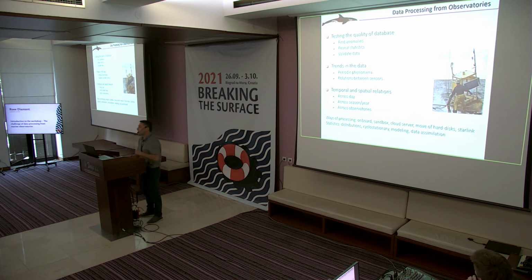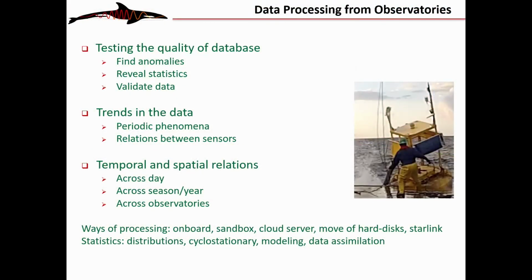Okay, so what do we do with the data once we collect it? Well, first of all, we need to check the quality. It's very important because if we want to learn things out of the data, we need to be assured that this data is good. This is another problem that is kind of an aim of our workshop, to find how to actually identify or measure the quality of the data. So we would find anomalies, we would reveal statistics of the data, and we want to validate the data.